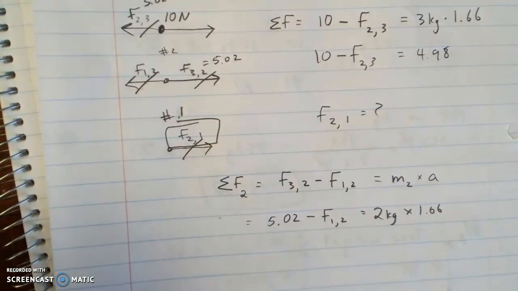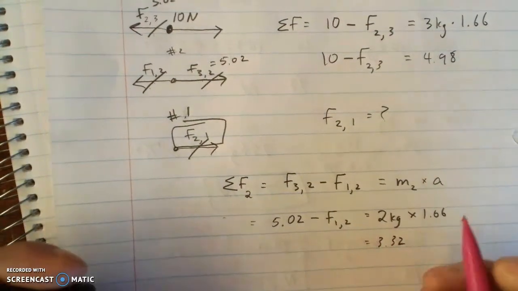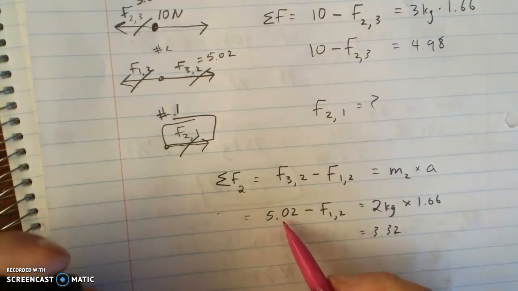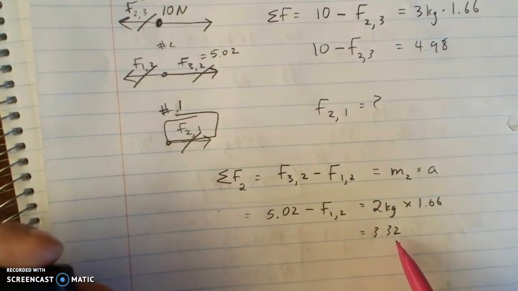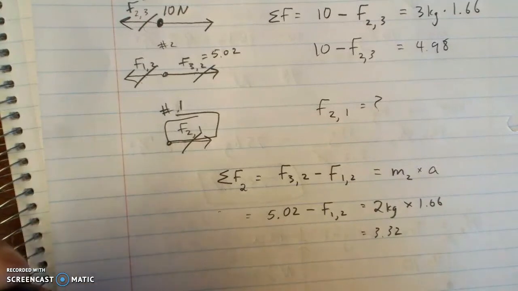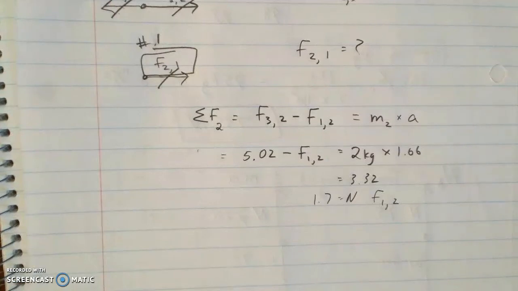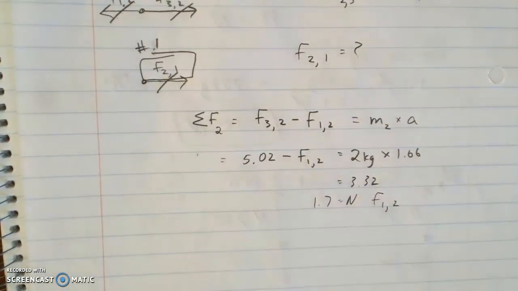So 2 times 1.66 gives me 3.32 as my net force. What that means is 5.02 minus this unknown force gives me a net force of 3.32. So 5.02, solve for that. Okay, so I did that. My answer here, the force by 1 on 2, turns out to be 1.7 newtons.